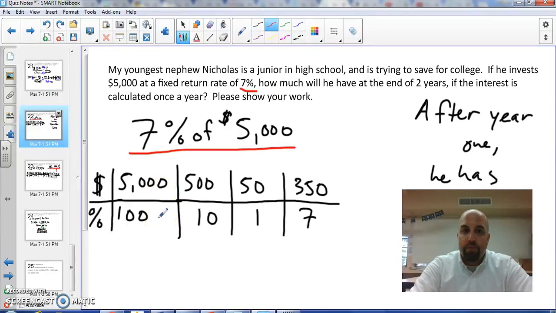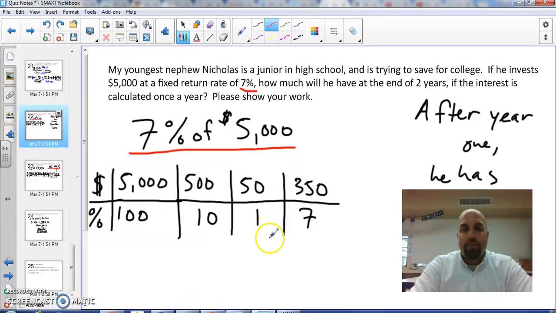I'm going to do some friendly percents here. Easy friendly percent. 100 to 10, divide by 10. 100 divided by 10 is 10. 5,000 divided by 10, 500. All right, remember I'm looking for 7%, but I'm not there yet. So I'm going to go from 10 to 1. Divide by 10 again. 500 divided by 10, 50. Now I know 1% of $5,000 is $50.